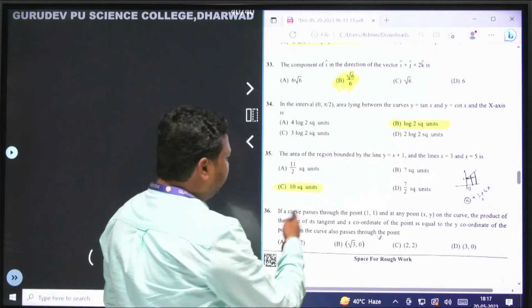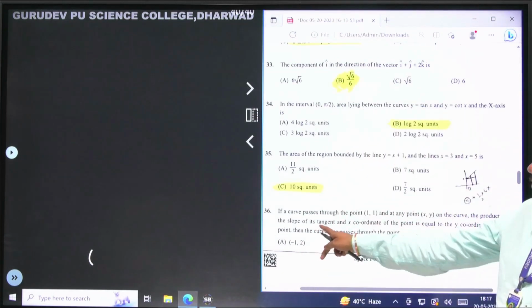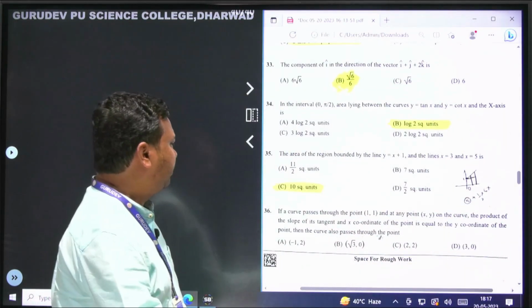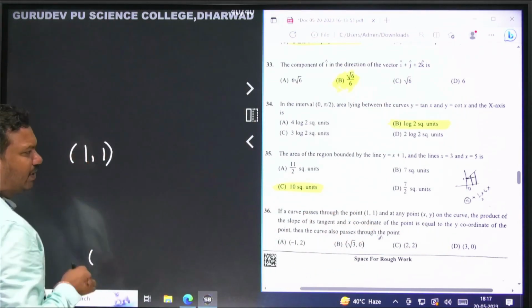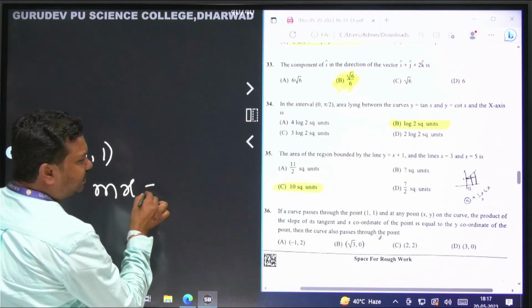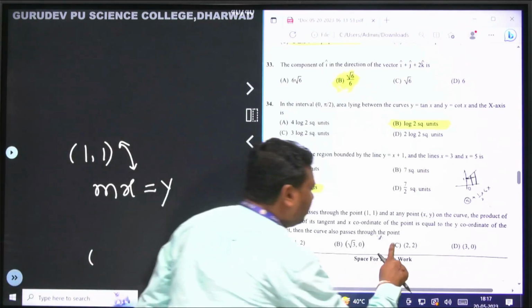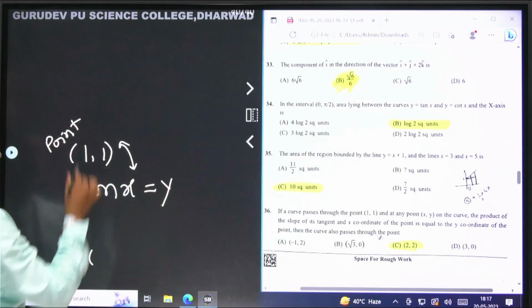Okay, the next, if a curve passes through the point (1, 1) and at any point (x, y) on the curve, the product of the slope of its tangent and the x coordinate of the point is equal to the y coordinate of the point, then the curve also passes through the point, they have given. So as I have tried, okay, see, please try to understand this. The passing point is given, the curve is passing point (1, 1), such that the product of the slope and its x coordinate is equal to the y coordinate. They say both these relations must be followed. Which is the one point that follows both relations? (2, 2). Because one point is known, and one slope is known. Then what is the equation of the line?